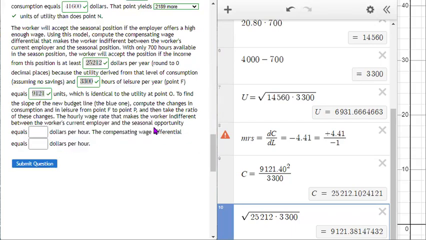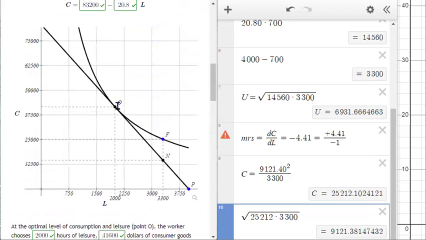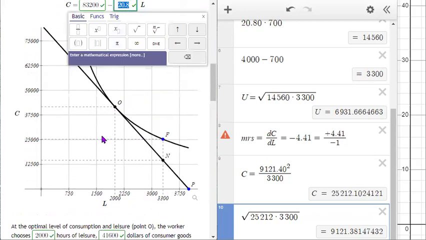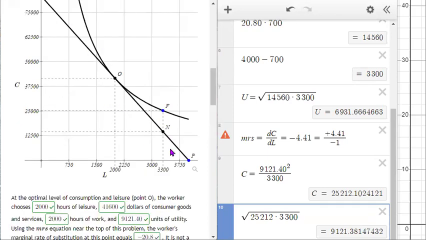Now, remember at point O, the slope of the indifference curve was equal to the wage rate, because the wage rate is the slope of the budget line. To find the wage rate that will make workers indifferent between F and O, we need to increase the wage rate. Here, the wage rate is $20.80. That's the slope of this line.